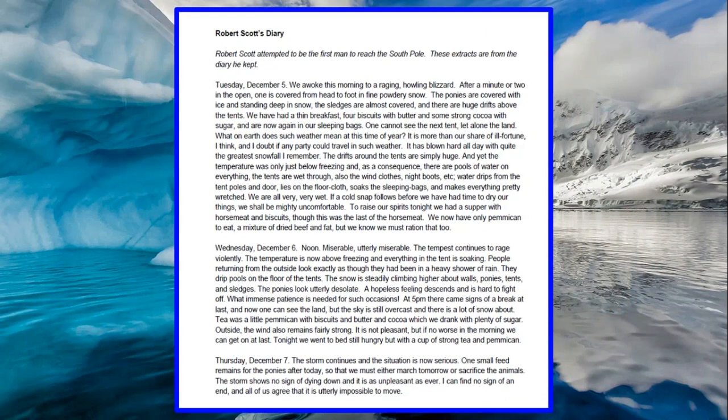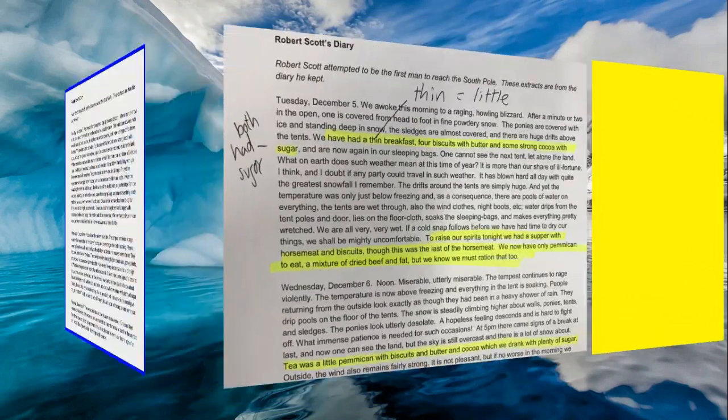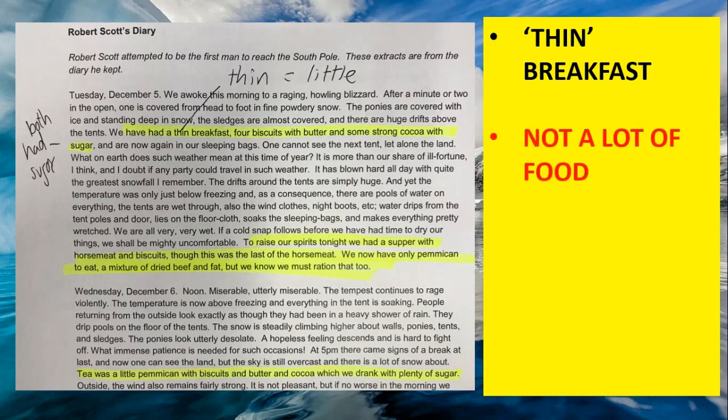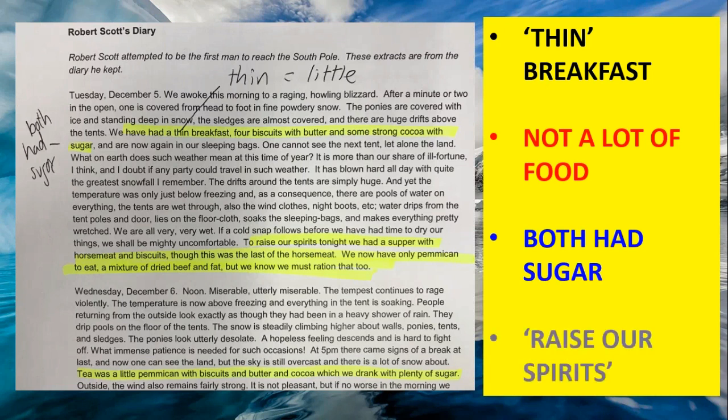So now if we look at the Captain Scott extract, that's the whole text. This one, it's a bit more spread out. So here's the main parts. But to sum up, they said they had a thin breakfast, meaning a small breakfast, hardly anything. They didn't have a lot of food, so that's different to the Ben Fogle one. They both had sugar to pep themselves up.